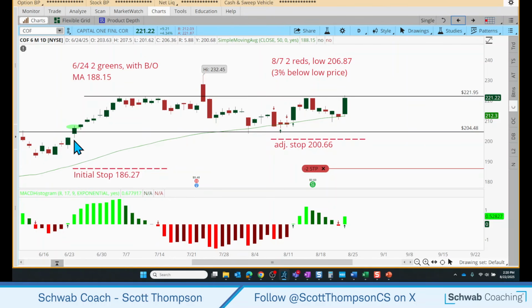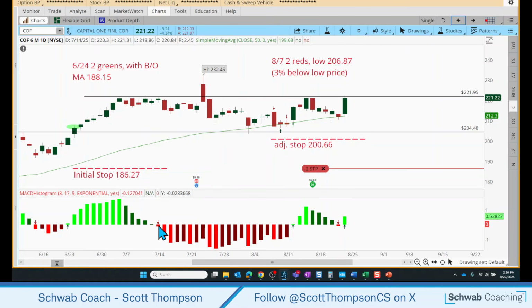We actually took this order on the 24th with 2 green arrows and a breakout. And on that particular day, the moving average was at 188.15. So 1% below that is the rule, and we put our initial stop there at 186.27.